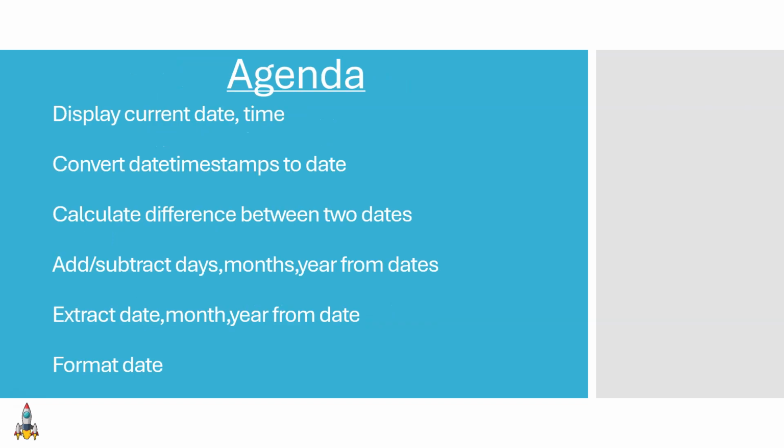With that consideration in mind, we will see a couple of examples in today's episode, such as how to display your current date and time, then how to convert your date timestamps into a date field, then a couple of arithmetic operations between dates, such as how to calculate date difference, how to add or subtract days, months, year from a date, and then some of the formatting things such as how to extract particular date, month, and year from a date field. So, with that agenda in mind for today, let's start the discussion.